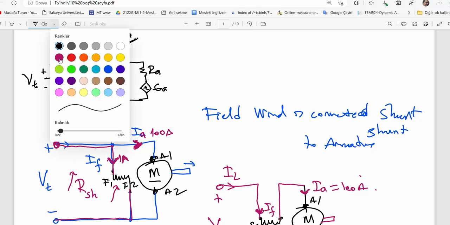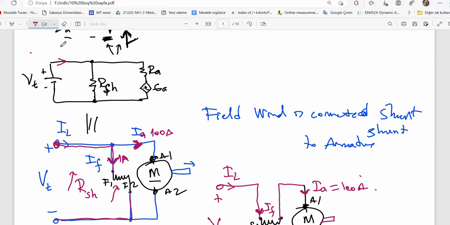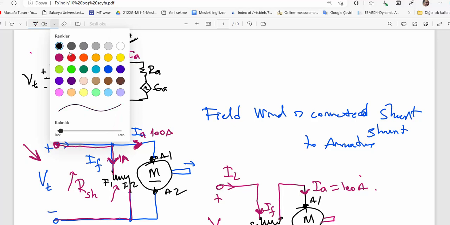Let's show the current direction. This is a motor drawing some load current. Here's the field current, or shunt field current. Here is the armature current. That is the equivalent circuit. First of all, you should imagine the connection diagram, and then draw the equivalent circuit, and then we will apply Kirchhoff's voltage law and Kirchhoff's current law to get results.